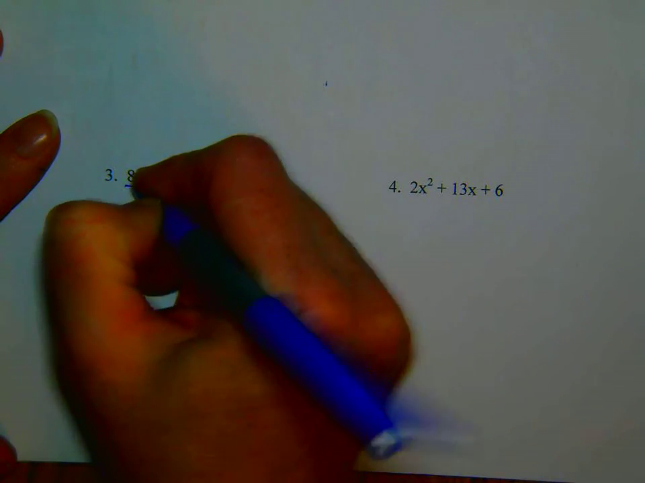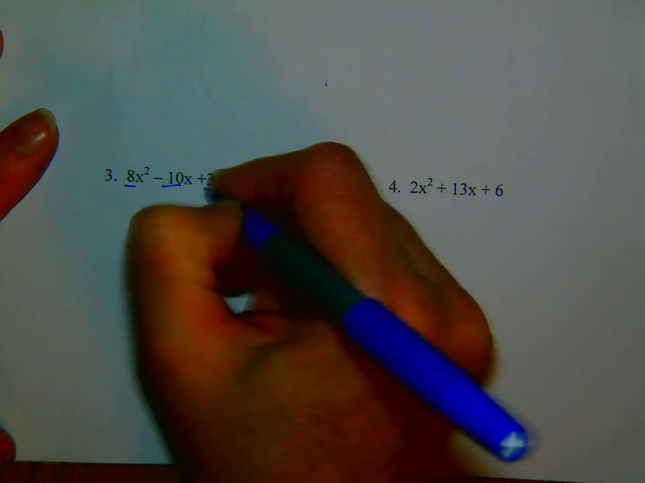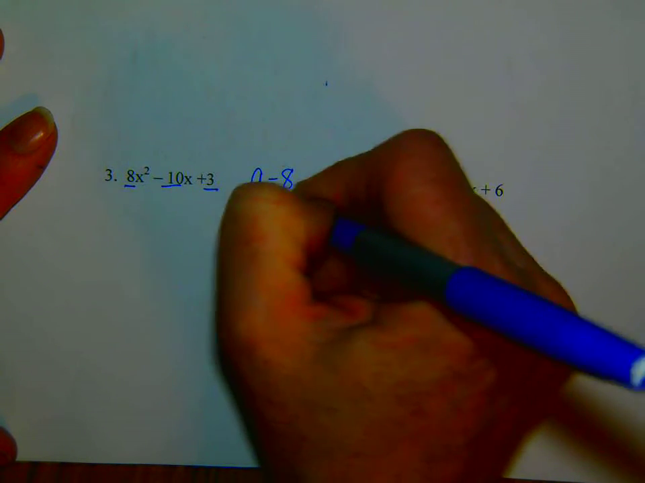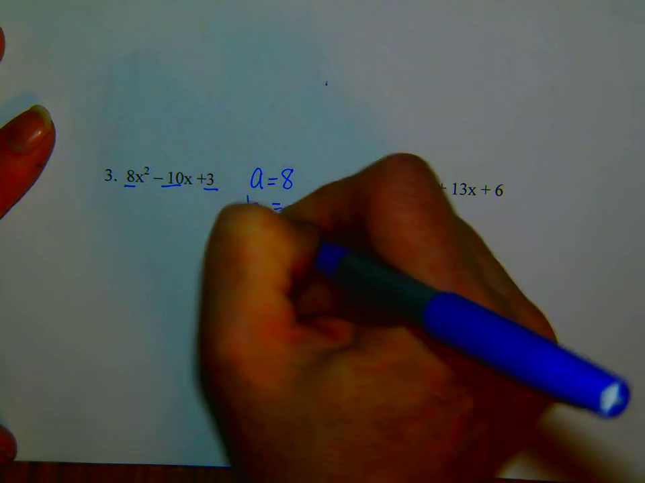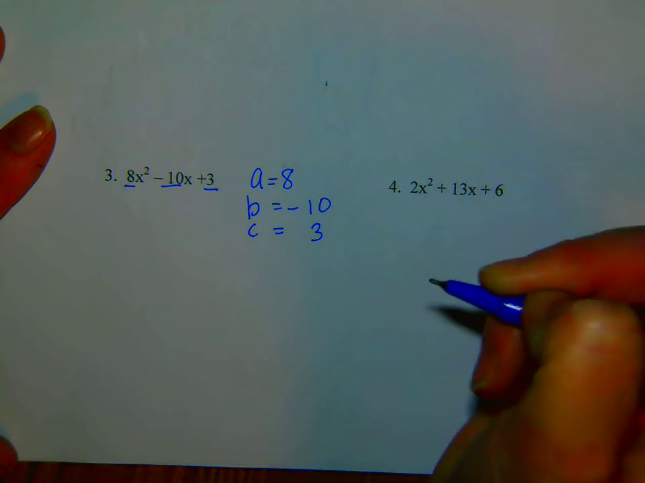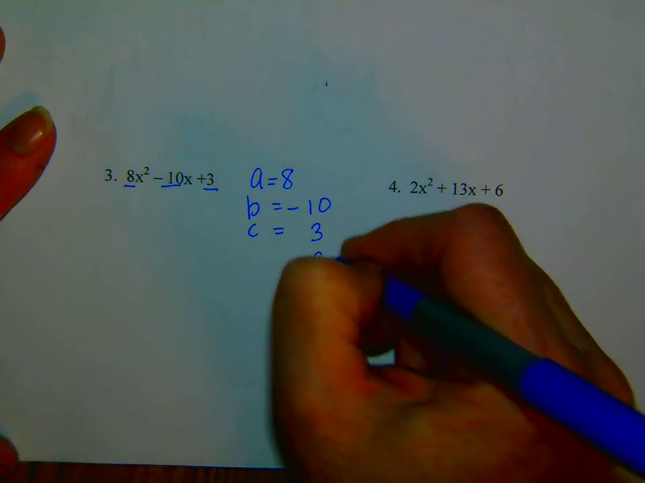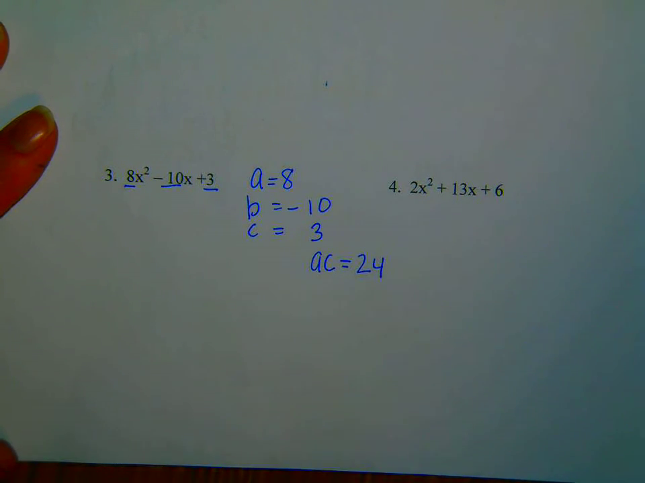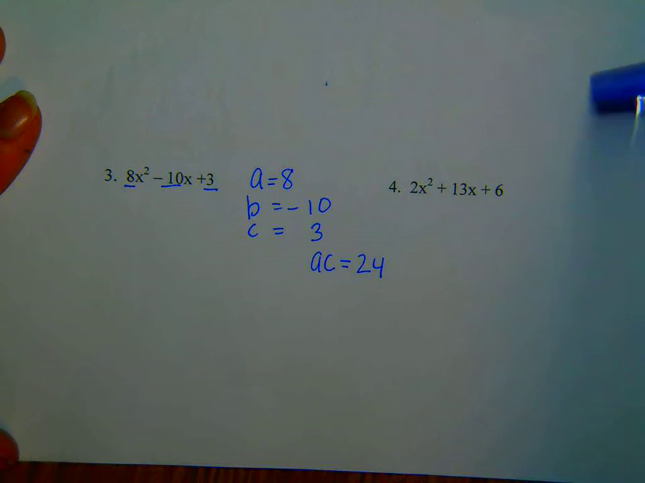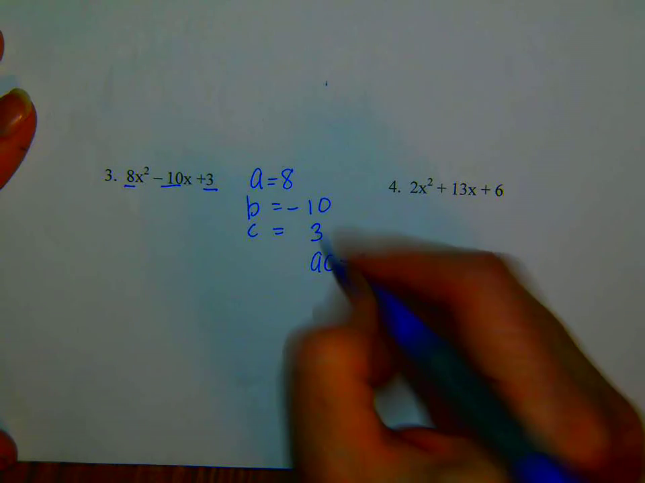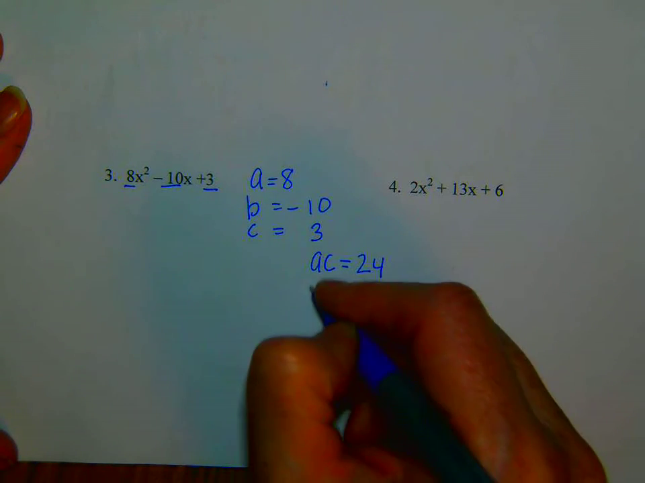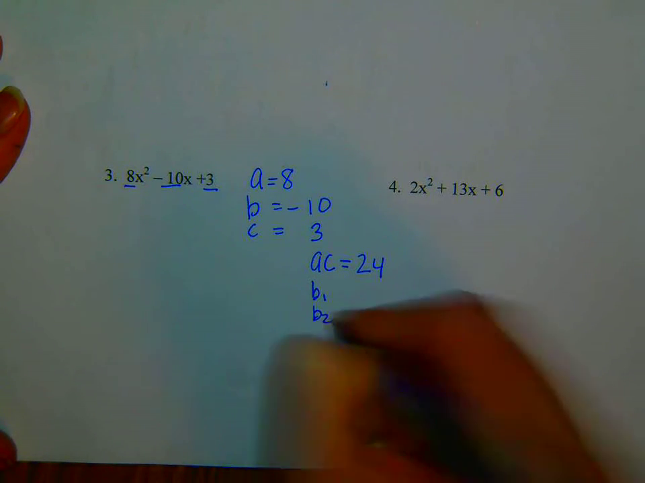So we have A, B, and C. So let's identify those. A equals 8. B equals negative 10. C equals positive 3. We're going to identify A times C, which equals 24. Now, if I want to do this on my calculator to find B1 and B2, I know that B is negative 10. I want to replace that. If I want to find B1 and B2, let's do it on our calculator.